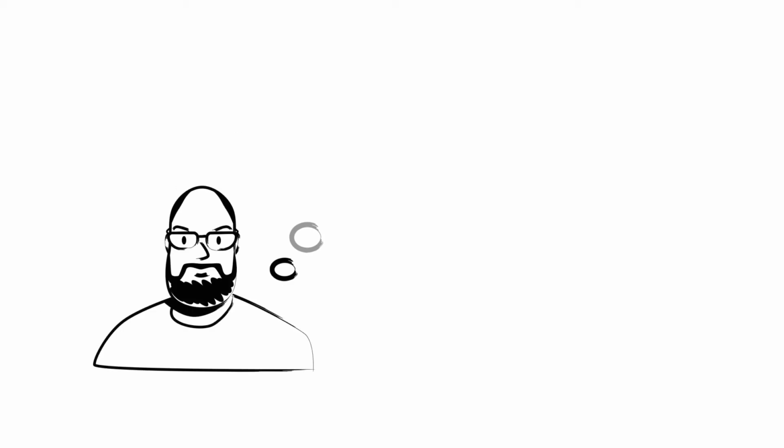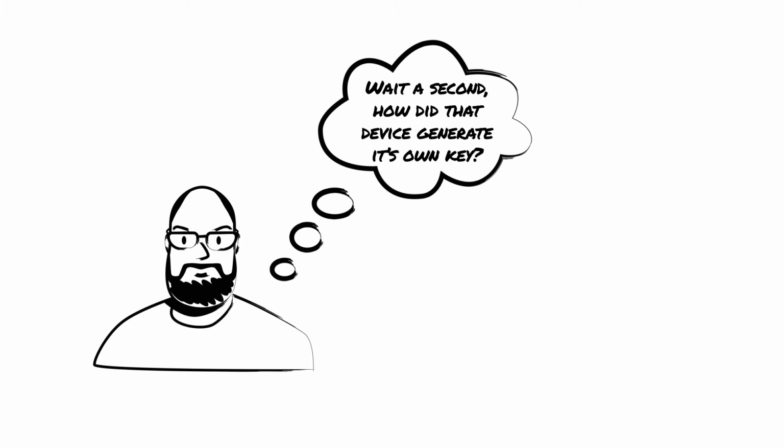So, wait a second then, there was a bit of a gap in that explanation. How did that device just generate its own key? And the answer is, it derived it from its own attributes. The device is able to derive the key based on information it knows about itself and the environment it's in, in a manner that continually establishes the integrity of the device.